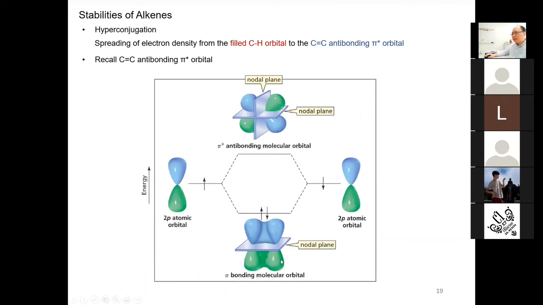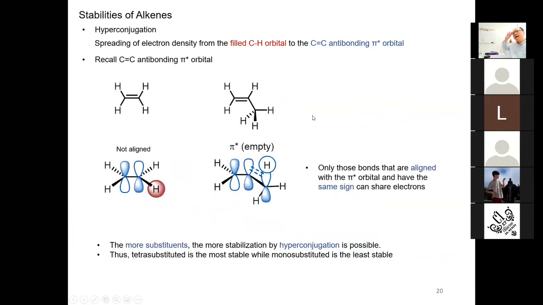The bonding orbital is the same color, right? They are sharing electrons, and the anti-bonding orbital has different colors, which are not bonding. The reason why more substituted olefins are more stable than less substituted olefins is a concept called hyperconjugation. The definition of hyperconjugation is the spreading of electrons from the filled CH orbital to the CC anti-bonding pi orbital. What does it mean?